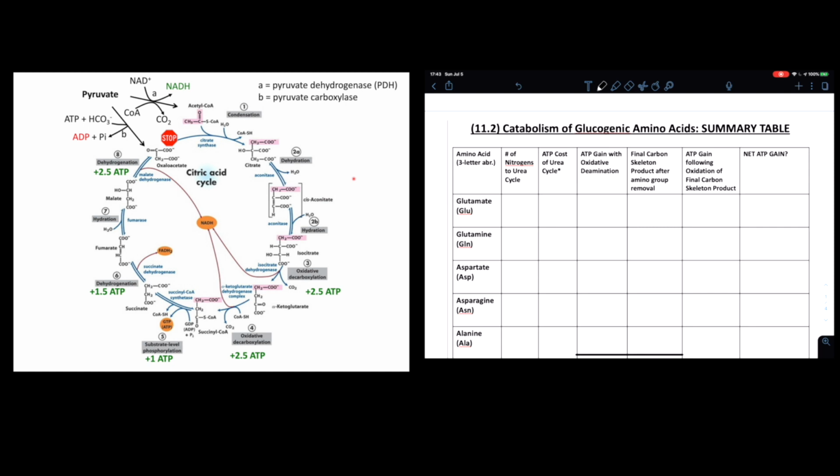So this is a TCA cycle diagram that again is showing you the same thing that you learned about in set 2, because we're going to see a lot of the carbon skeletons go back into the TCA cycle, and we're going to have to see where we left off and see how much ATP gets generated.